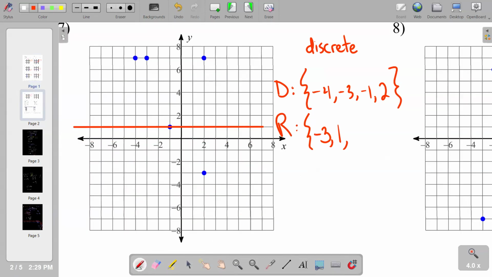How high will I have to go before he sees the next one? 7. And he sees a lot of them at 7, but as you should know by now, points that are horizontally in line, we're not too interested in those. So we would say on this one, no, it is not a function. And then this would be our domain and this would be our range. Got it? All right.